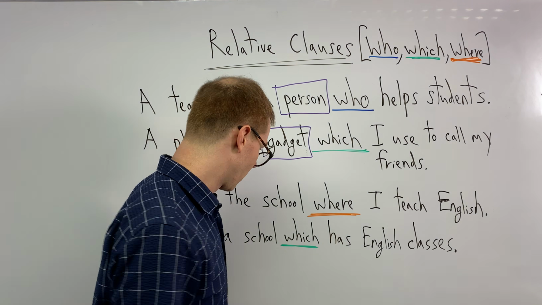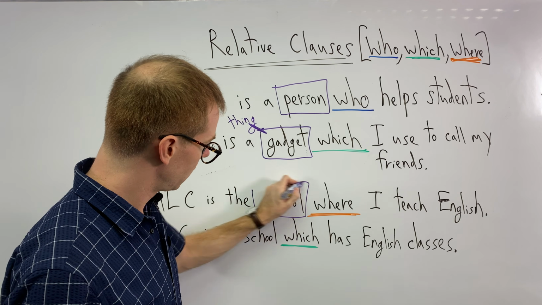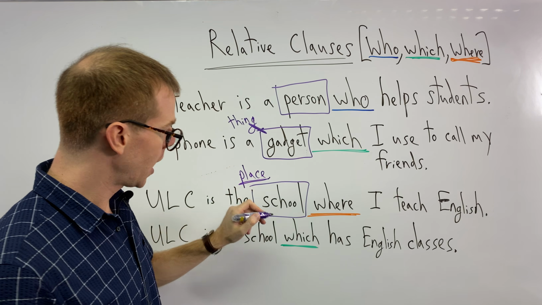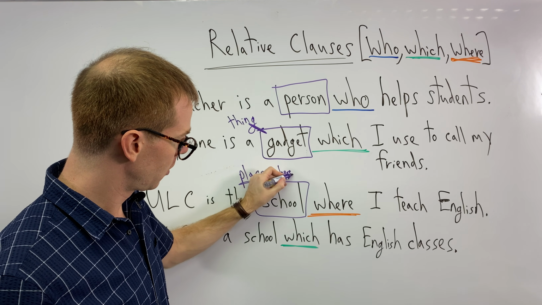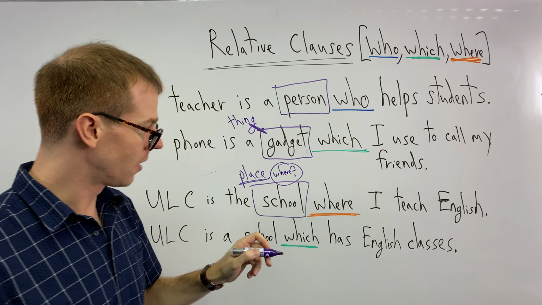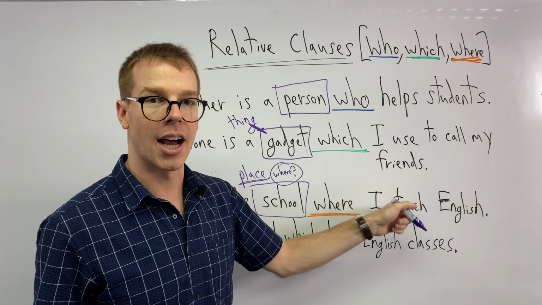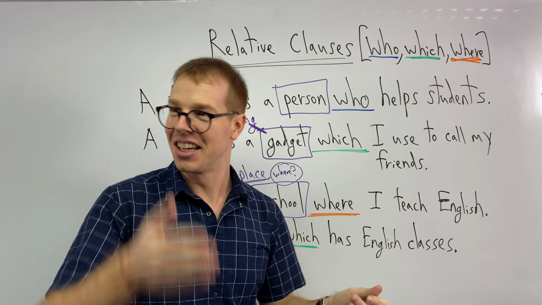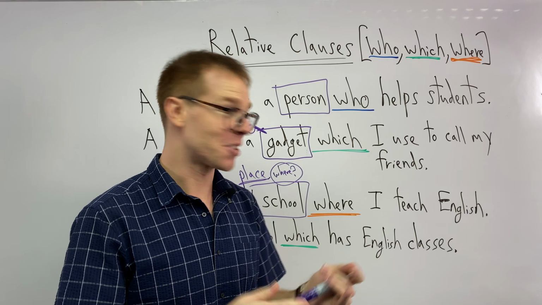Okay, so here for the school, right? A school is a place, right? The location. If I say, oh, the place, where do you teach, right? Oh, ULC is the school where I teach. Right here, I teach at ULC every week. Please come, say hello. I might see you in class soon.